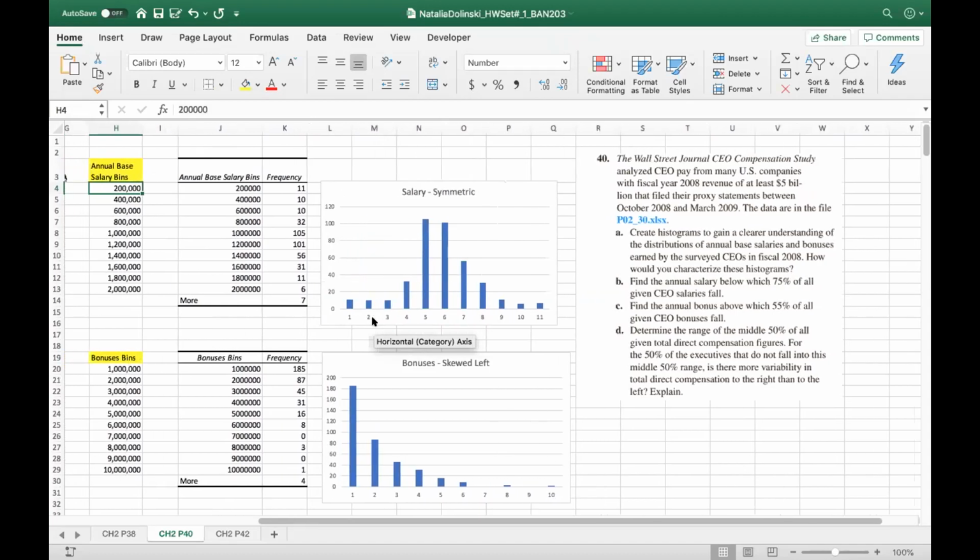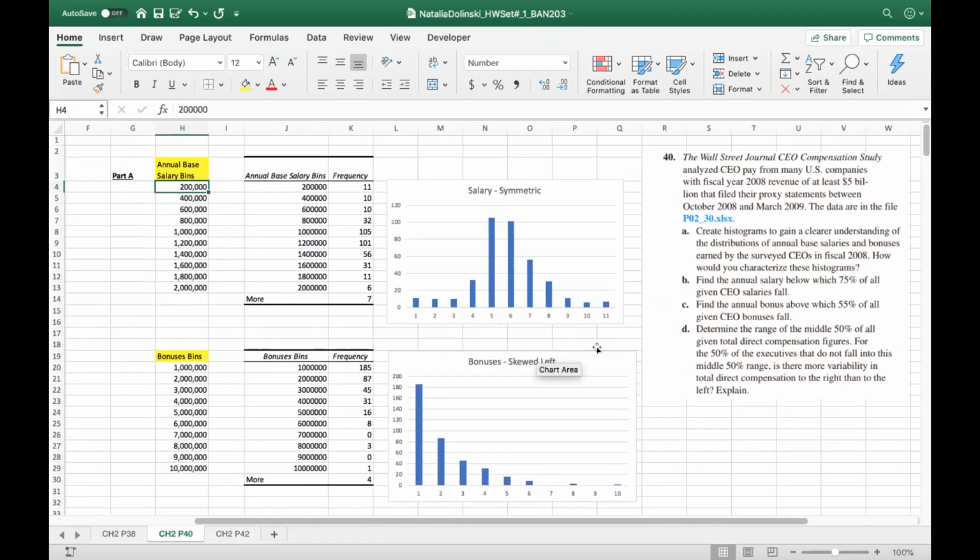So my guess is I don't know if I did this right. I just selected my own bins. No, that's fine, because technically it says the data is from fiscal year revenue of U.S. companies that had at least $5 billion that filed proxy statements. So you're looking at the full data, but that data is companies of 5 billion that filed these proxy statements. Okay. Yeah, I just want to make sure I did that right.